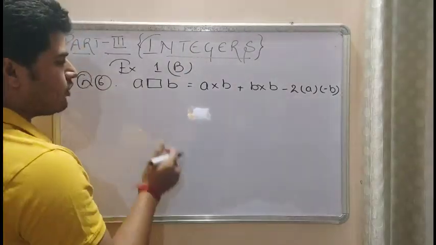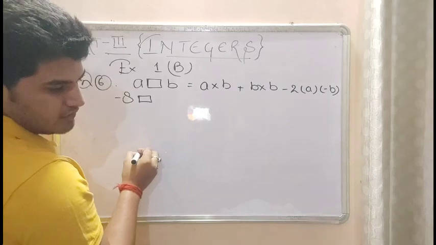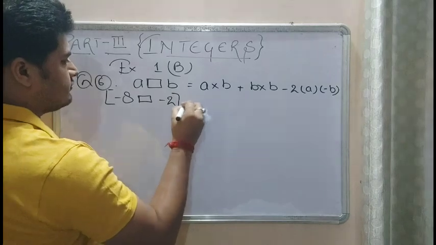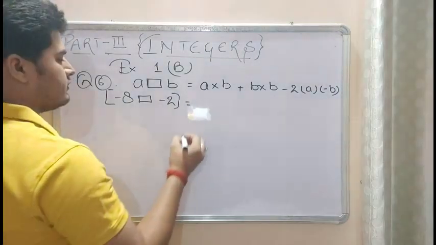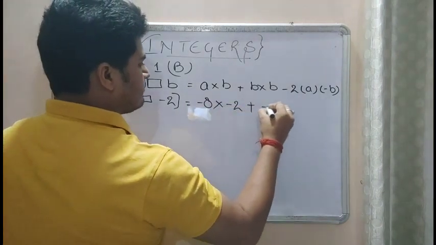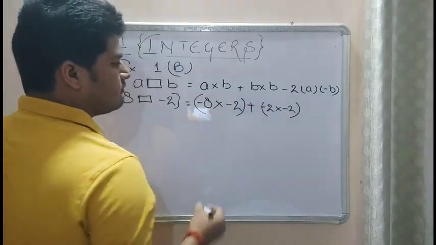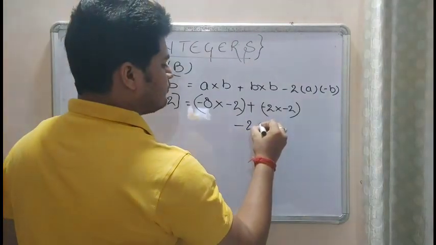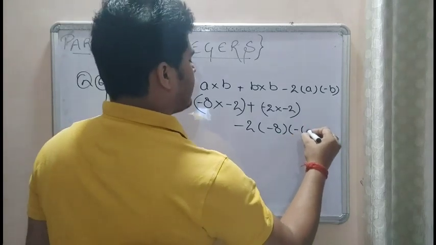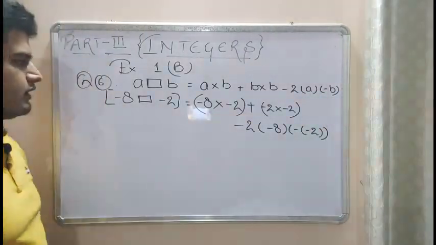So according to the question, this formula means, what will be the output of minus 8 in this function along with minus 2? What is going to be the result of this? So let us place it like this. So minus 8 into minus 2 plus minus 2 into minus 2. Let's use brackets because a lot of calculation is being done over here. Minus 2 and then minus 8 and then minus B, so minus of minus 2, because one minus is in the formula and the other one is in the value.